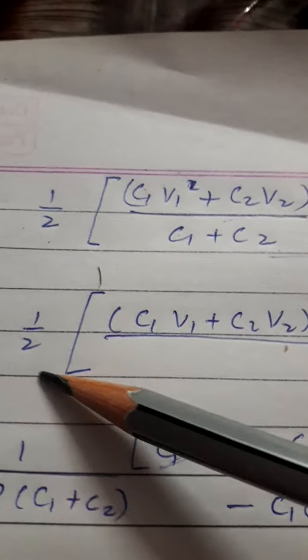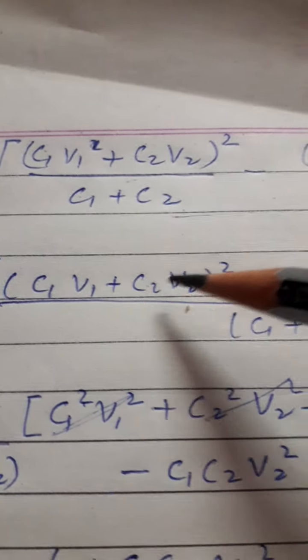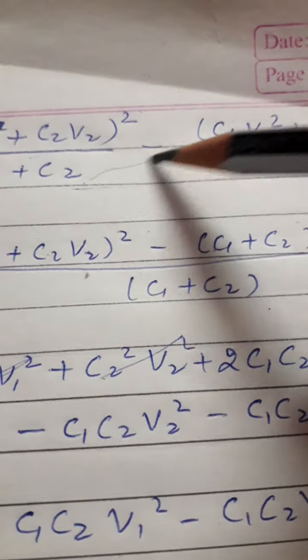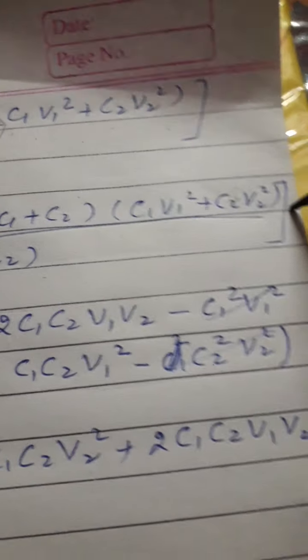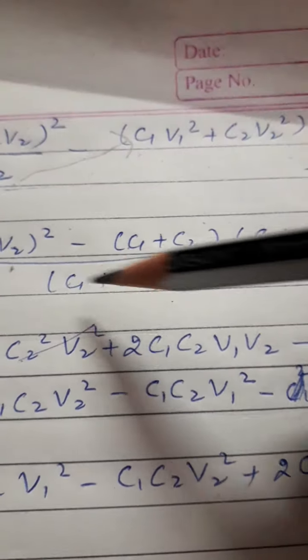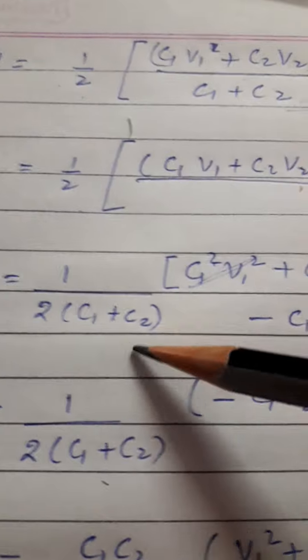Half we have taken common here. Now half is here and now we can take the LCM. So C1 V1 plus C2 V2 whole square, minus C1 plus C2 multiplied by this next term, which is the same, C1 V1 square plus C2 V2 square, upon C1 plus C2. Now I have written this C1 plus C2 with the 2, so it is 1 upon 2 C1 plus C2.